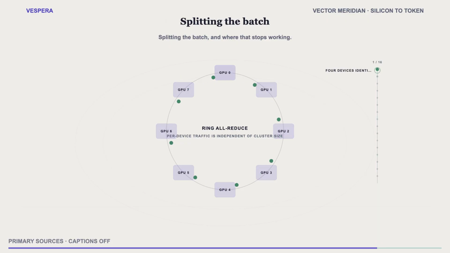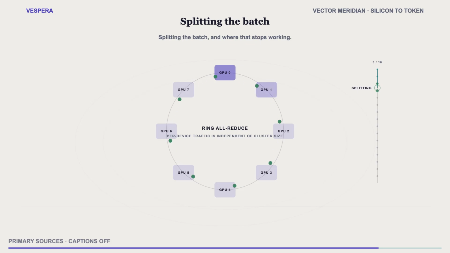The model does not fit, so you use many machines and now you have to decide what to split. And there are several answers, each solving a different problem, and each with a different communication cost. The simplest is data parallelism. Every device holds a complete copy of the model. The batch is divided among them. Each computes gradients on its slice, and then all devices average their gradients, so every copy applies the same update and they stay identical. This is beautiful when it applies.